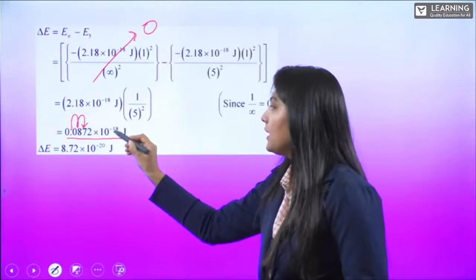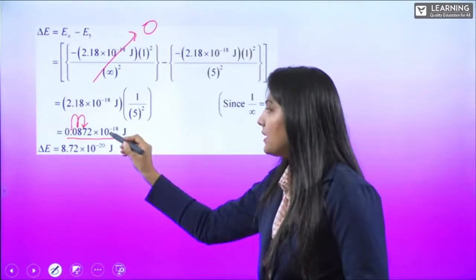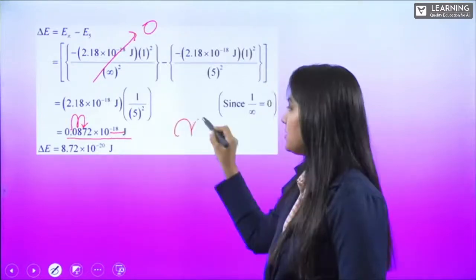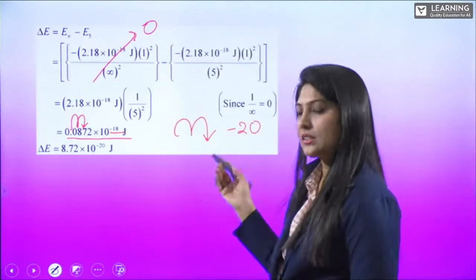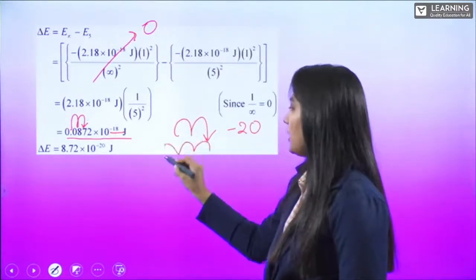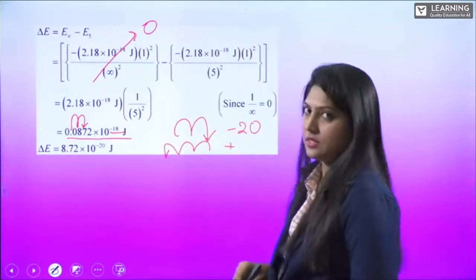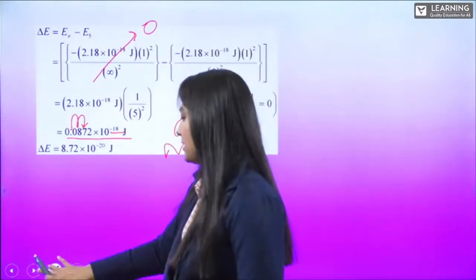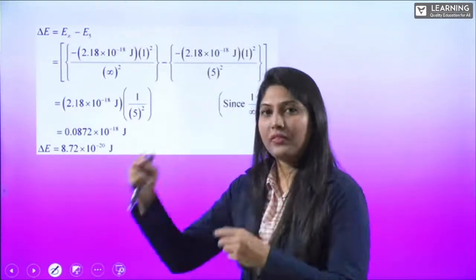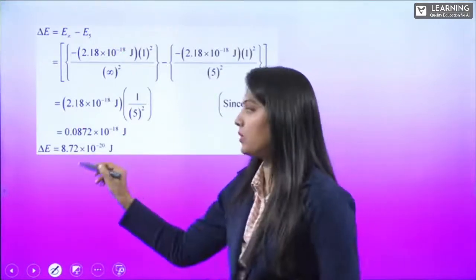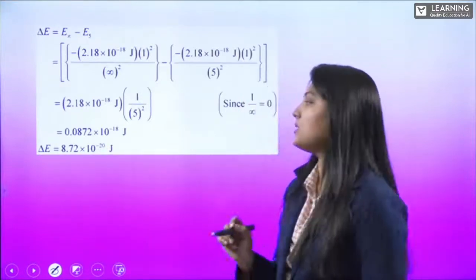You should remember when you shift the decimal towards the right side, the exponent becomes more negative, and if you shift on the other side, it becomes positive. Please do remember this, don't get confused. So here the difference of energy will be equal to 8.72 into 10 raised to minus 20 joules.